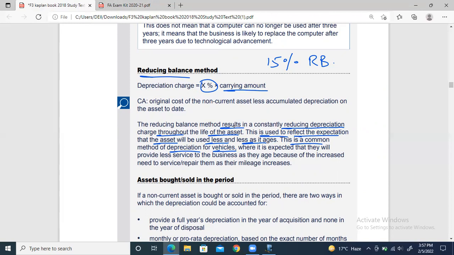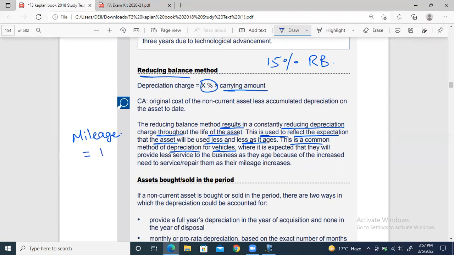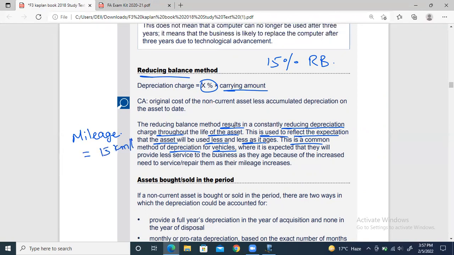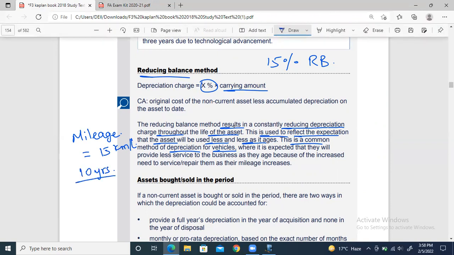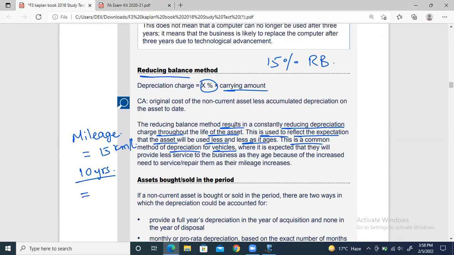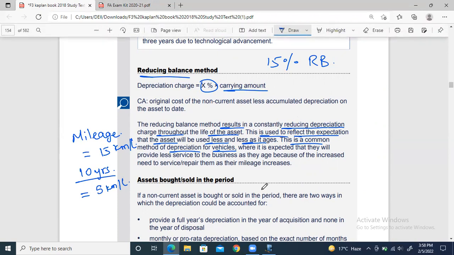For example, you might know if it is giving a mileage of, let's say, 15 kilometers per liter on the first day that we purchased. After 10 years, in the worst case scenario, it might give a mileage of, let's say, 5 kilometers per liter. So that means the reducing balance method will be very appropriate for this kind of car because the use is reducing each year.